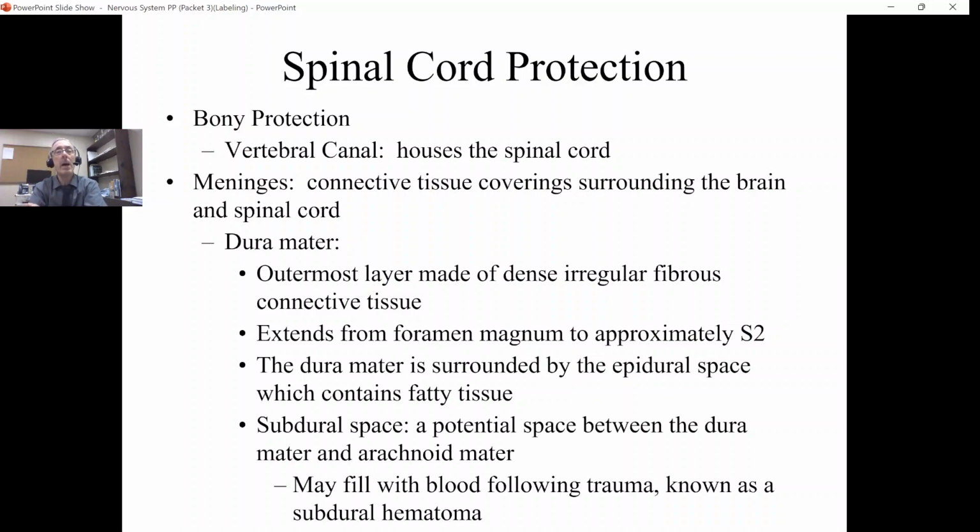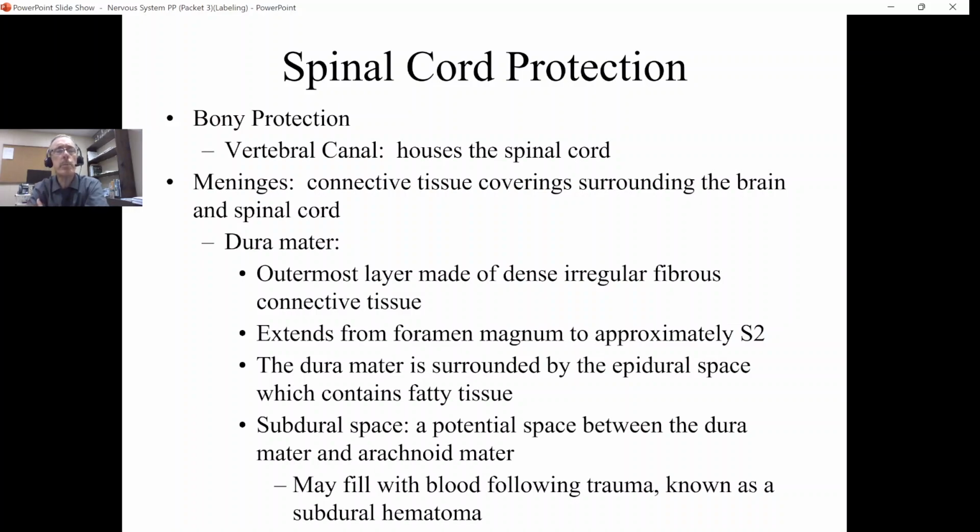What we want to look at now is, once we cut the bone away, the next thing we would see would be the meninges. We can think of the meninges as connective tissue coverings that surround both the spinal cord, which we're talking about in this lesson, but also the brain, which is going to be covered in future lessons. So there are three different types of meninges.